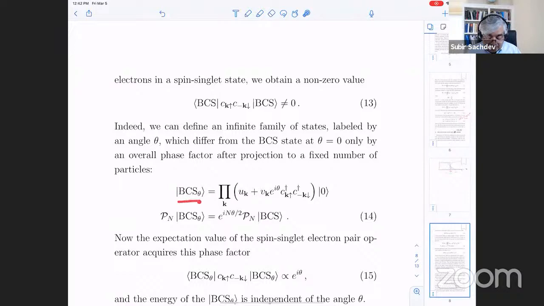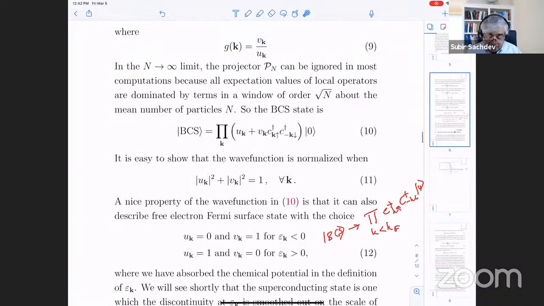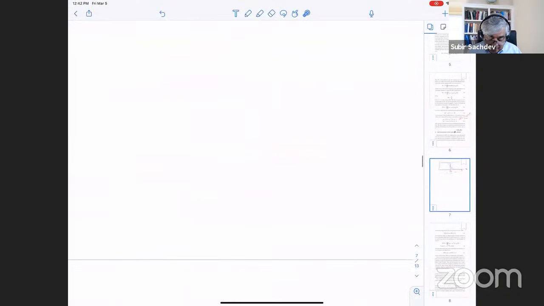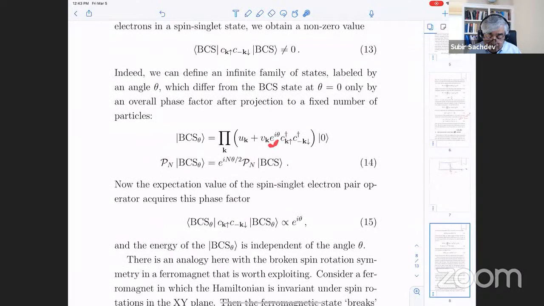The family of BCS states are just like the old BCS states. You worked very hard, you found some U_k and V_k as your optimal variational parameters. And then I say, all you have to do is every time you have a V_k, you put in this phase factor of e to the i theta. So every time you add two particles, they come with a phase factor e to the i theta. So this is a whole other family of wave functions. It's a one parameter family of wave functions.